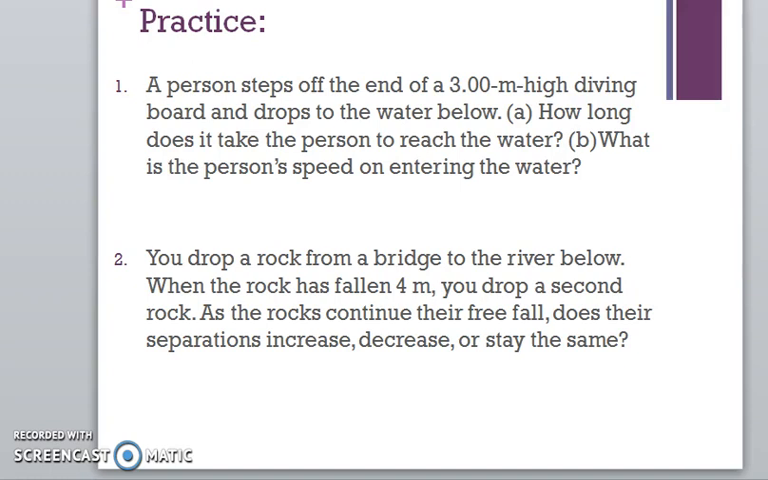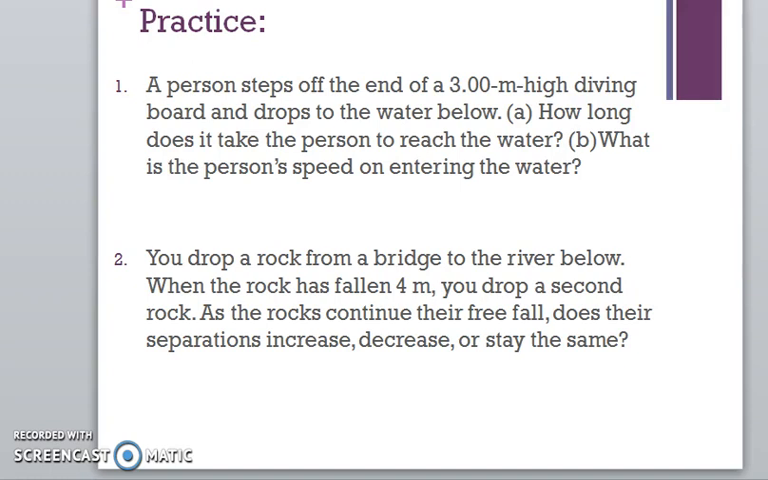It's number 1. A person steps off the end of a 3-meter high diving board and drops to the water below. How long does it take the person to reach the water, and what is the person's speed upon entering the water? So let's look at A. How long does it take the person to reach the water? So we're looking for time.